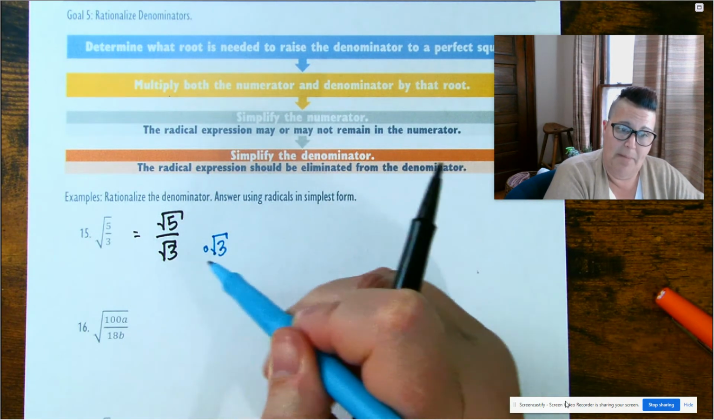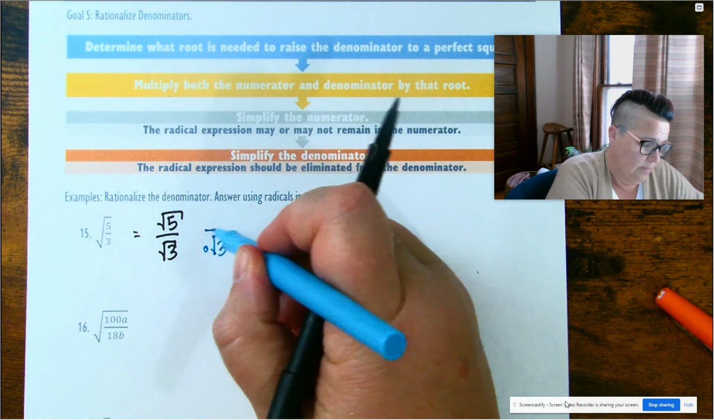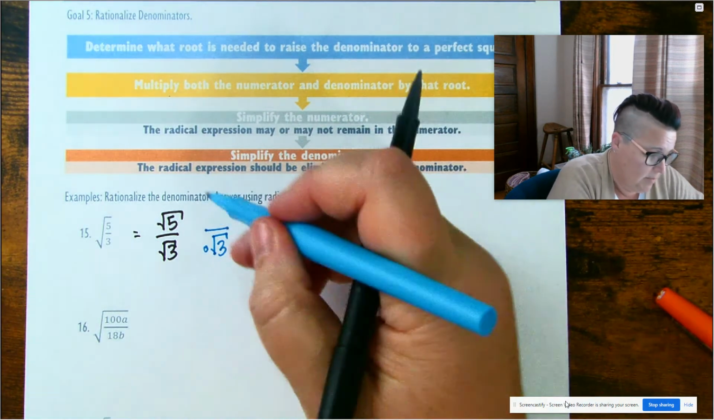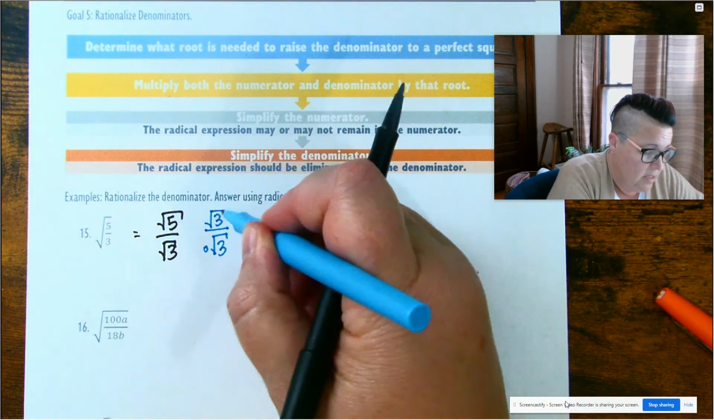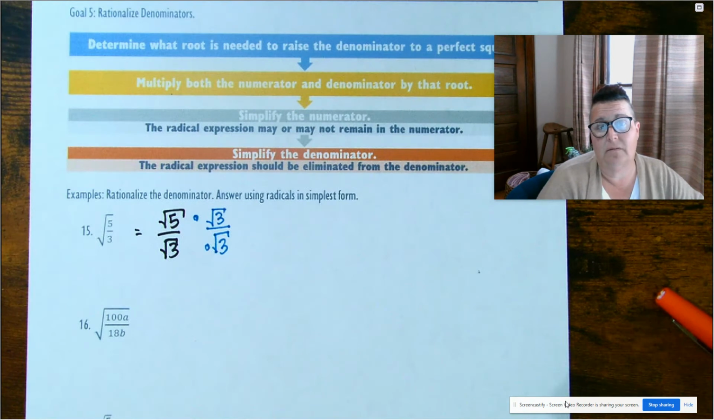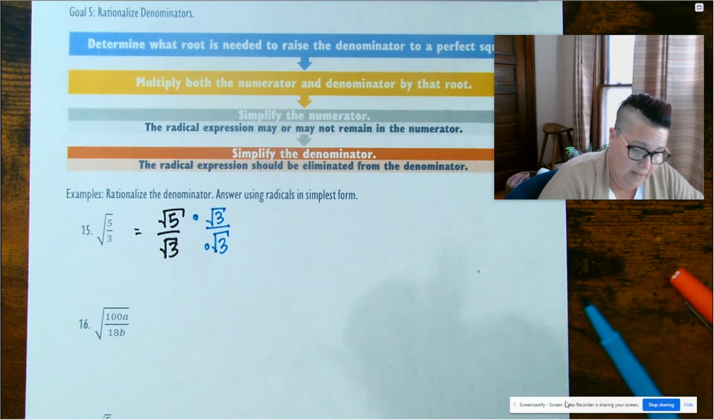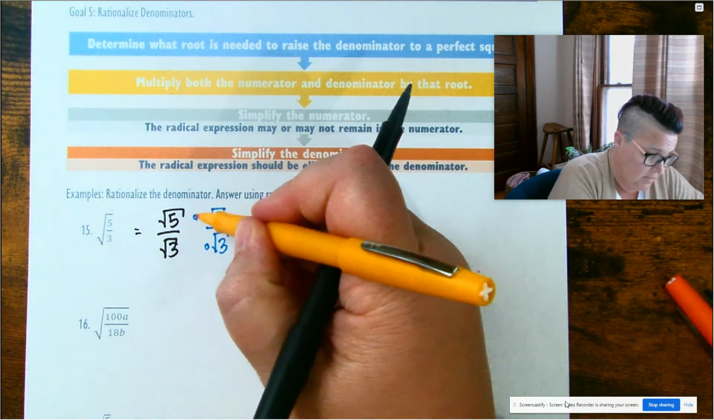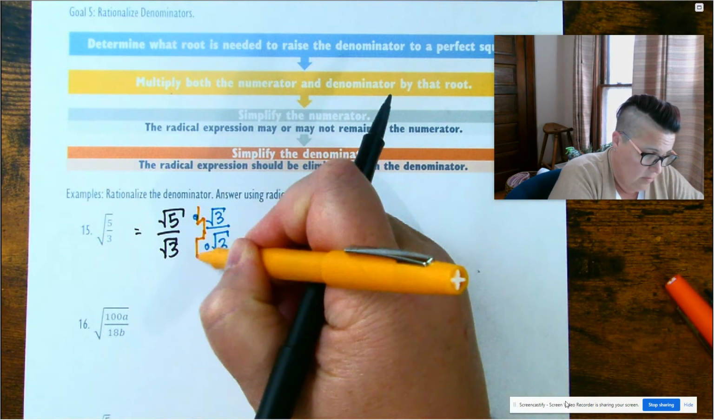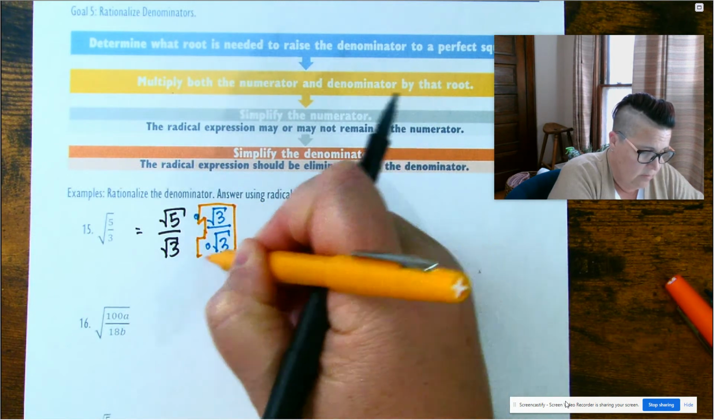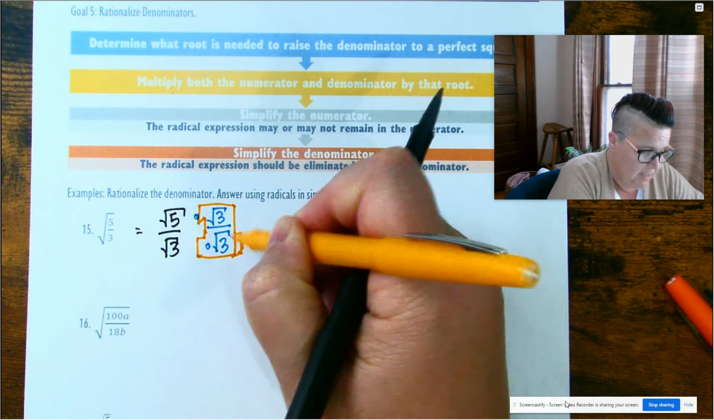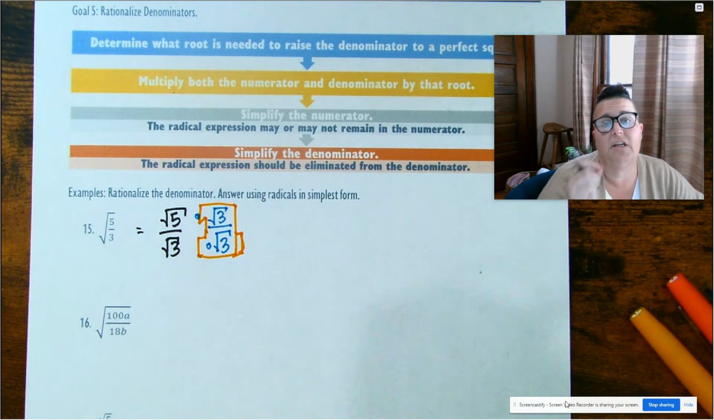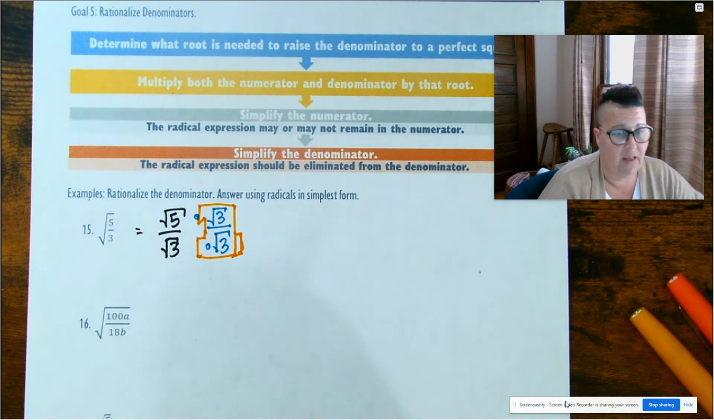So I'm going to multiply the bottom by the square root of 3. Because it is a fraction, what I do to the numerator, I must also do to the denominator. So I'm going to multiply the numerator by the square root of 3. This is the same as multiplying by 1, right? Because 3 over 3, square root of 3 over square root of 3 is still a 1. So I am technically multiplying by 1. I'm changing the look of this particular fraction, but I am not changing its value.